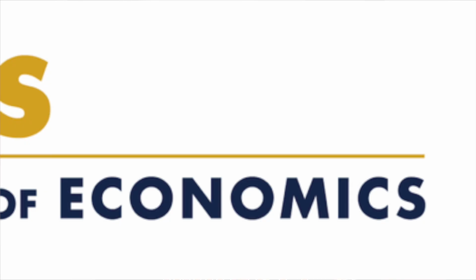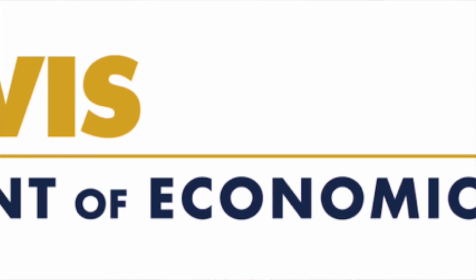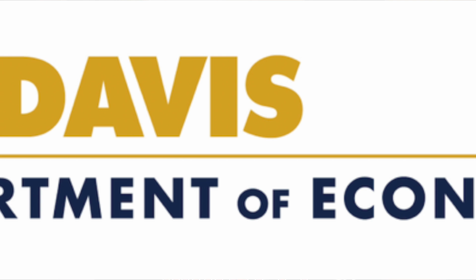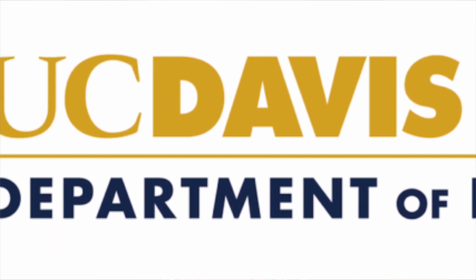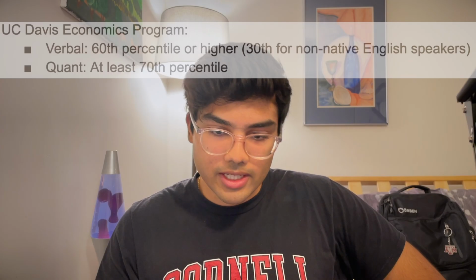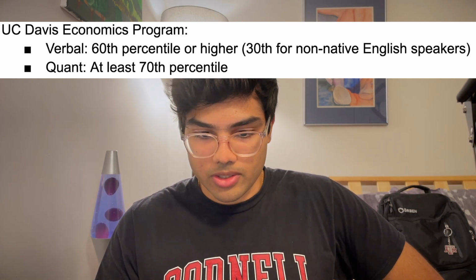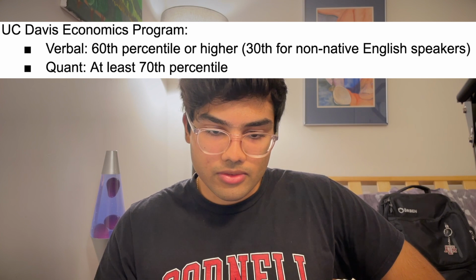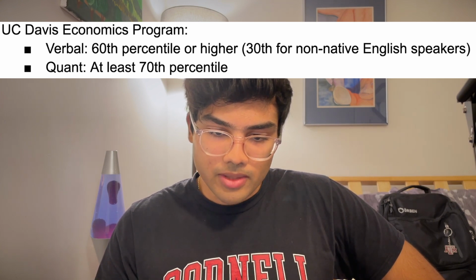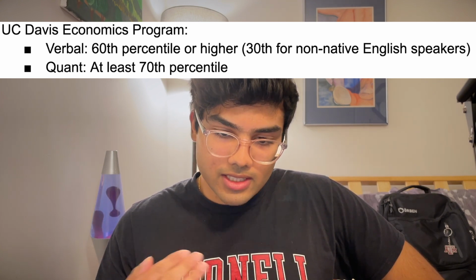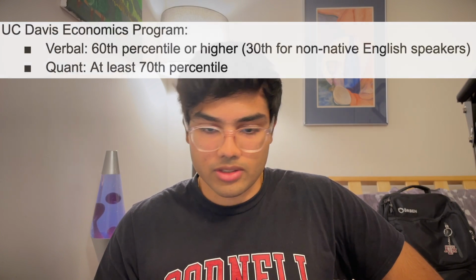Now, how do we actually use these to determine whether or not you meet the expectations of your target programs? For example, UC Davis's economics program published that a verbal 60th percentile or higher is what they need for native English speakers, or 30th for non-native English speakers. And for quantitative, the UC Davis economics program requires at least the 70th percentile in the GRE quantitative section.